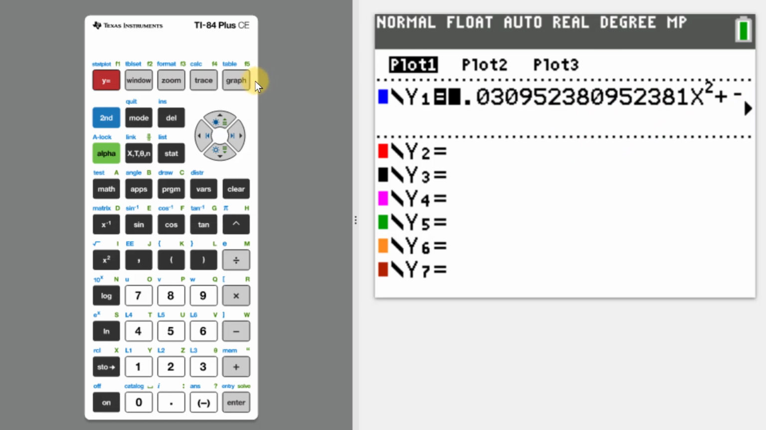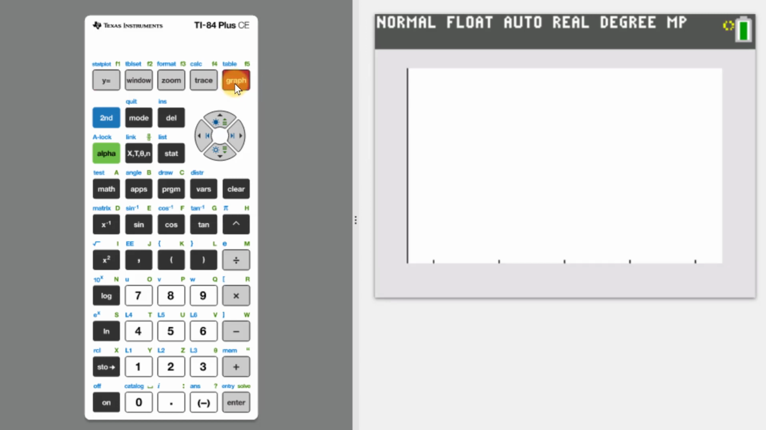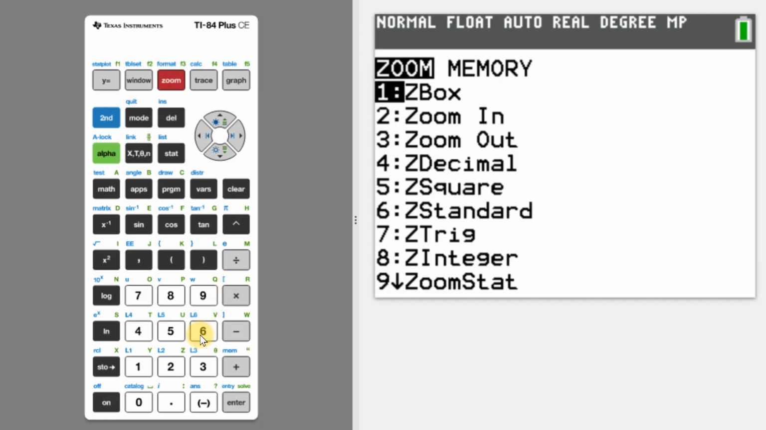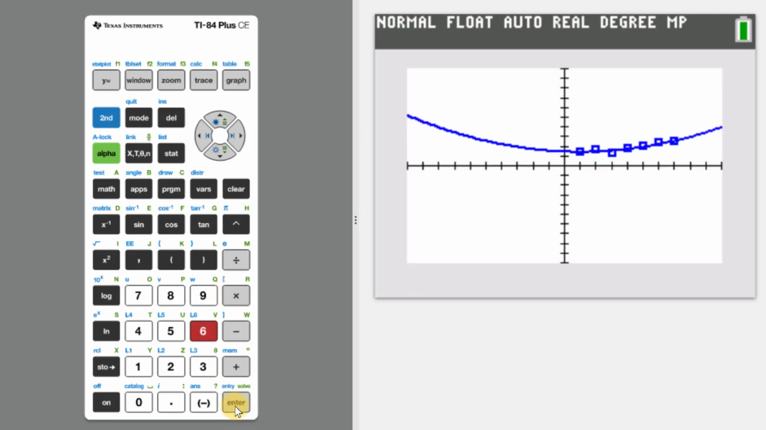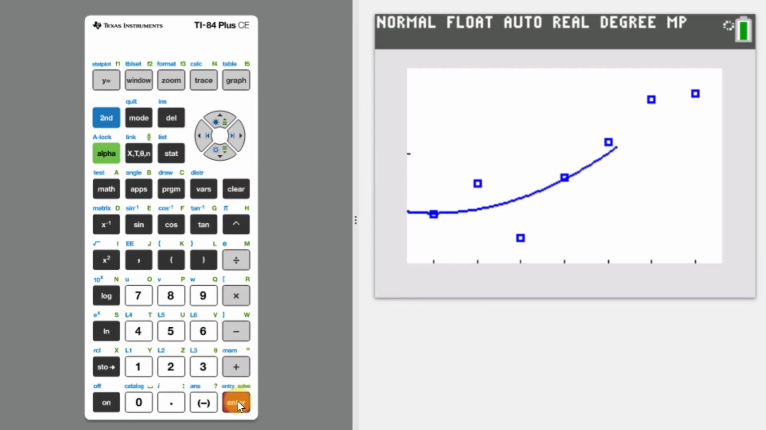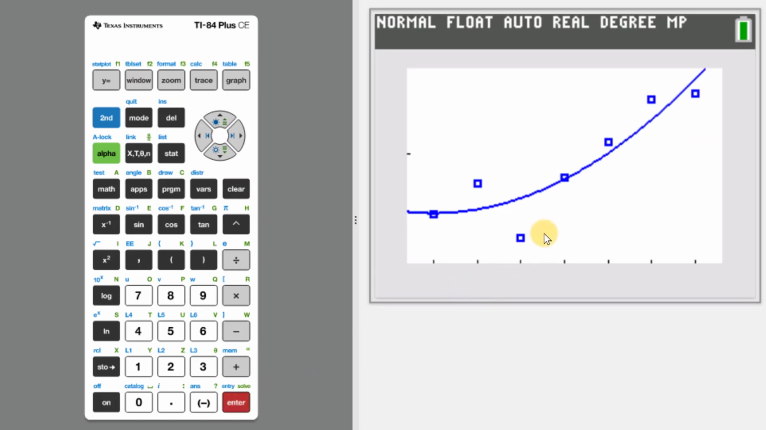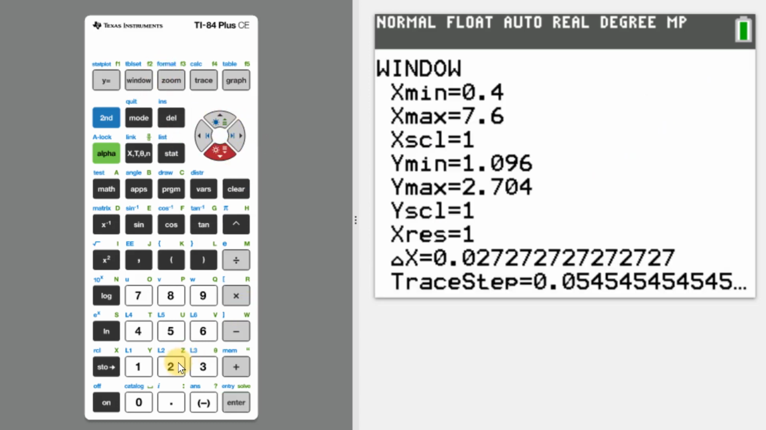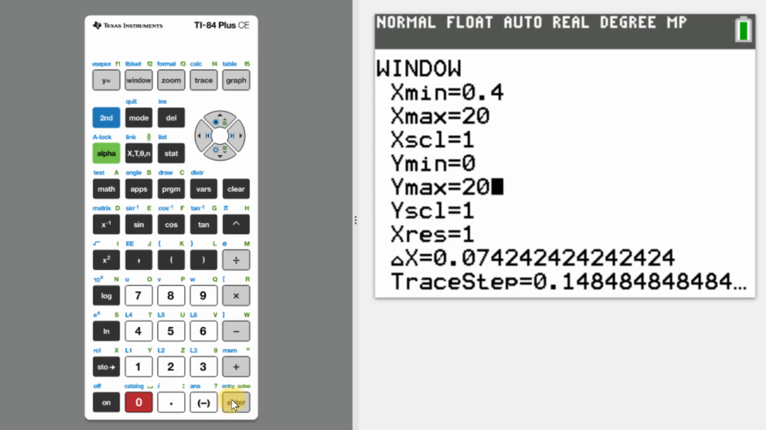Okay, so now we need to go ahead and graph this. And if we graph it, again, this looks like nothing is going on. If you have the standard window up, then you can kind of see we got some stuff going on here. Okay, so we'll go zoom 9 for zoom stat and hit enter, and we can see what we got going on here, okay? So from here, let's go to our window, and since 20 weeks was what we were looking for, we'll hit 20, and our y minimum is going to be 0, and maximum will also be 20, okay? And we'll go ahead and graph that.